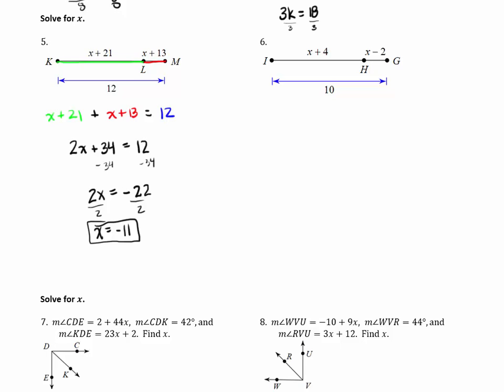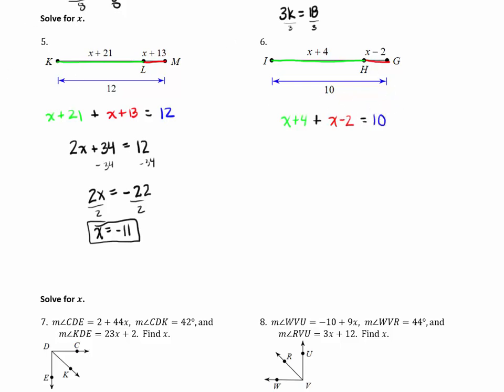All right, let's take a look at problem number 6. It's going to be done very similarly to, in fact, basically the same thing as problem number 5. So we've got the distance from I to H is x plus 4. The distance from H to G is x minus 2. And we know the whole thing has to equal 10. So we're going to have this piece, the green piece, x plus 4. We are going to add it to x minus 2. And that has to give us a value of 10.